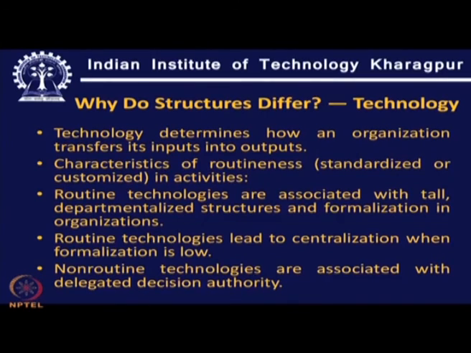Structures also differ based on technology. Technology defines how an organization transfers its inputs into outputs. One of the characteristics is routineness, whether it is standardized or customized in its activities. Routine technologies are associated with tall, departmentalized structures and formalization in the organization. Routine technologies lead to centralization when formalization is low. Non-routine technologies are associated with delegated decision-making authority. So, we find decentralization when we are talking of non-routine technologies.